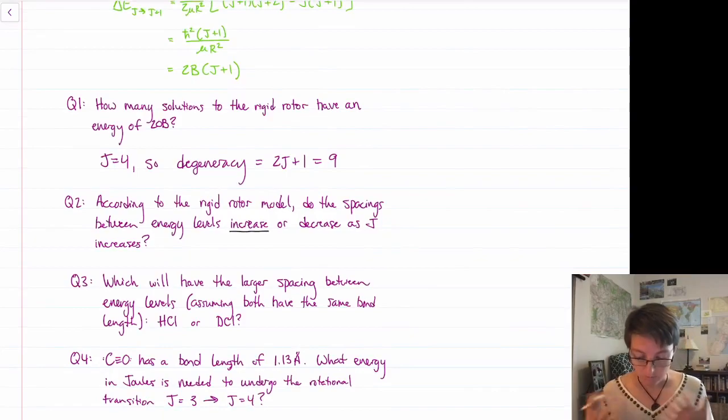Question 3, which of these two systems is going to have a larger spacing between energy levels? Should it be HCl or DCl? Well, in this case, we're going to have to think about what the difference is between these two molecules. And the difference is nothing to do with their bond distance, really. Deuterium adds an extra neutron onto this HCl molecule, but it doesn't change any of the chemistry. What does change is the reduced mass mu.